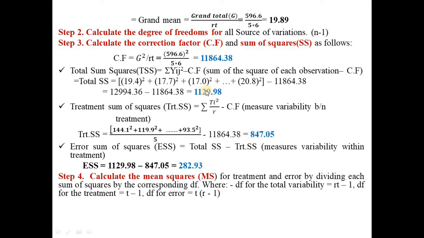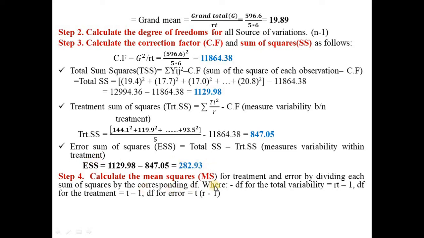Then after we have got the total sum square value and the treatment sum square value, we can also estimate the error sum square value. In order to get this, just subtract the treatment sum square value from the total sum square value. So we have the total sum square value, this one, and we have the treatment sum square value, this one. If you subtract this value from this value, we can obtain 282.993. This is the value of the error sum square.